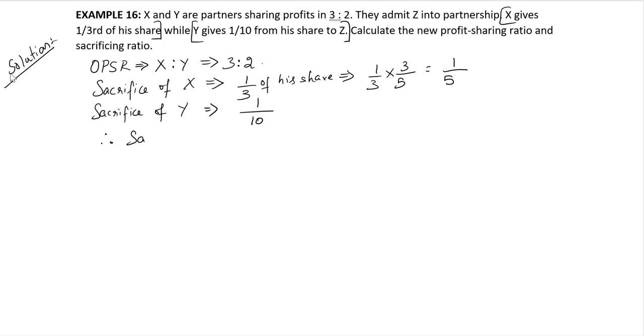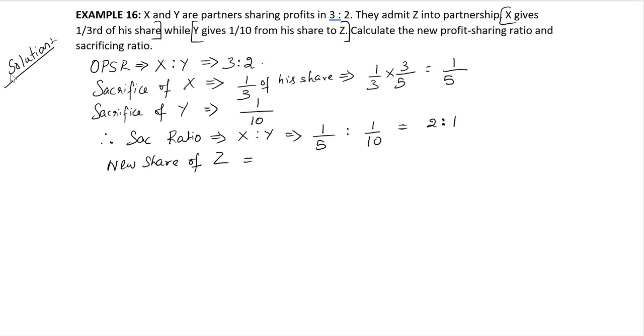Therefore, the sacrifice ratio between X and Y is the ratio of the sacrifice of X, which is 1/5, to the sacrifice of Y, which is 1/10, which can be written as 2:1. The new share of the new partner Z is equal to the sacrifice of X plus the sacrifice of Y, or 1 by 5 plus 1 by 10, which comes up to 3 divided by 10. So Z's new share is 3 divided by 10.